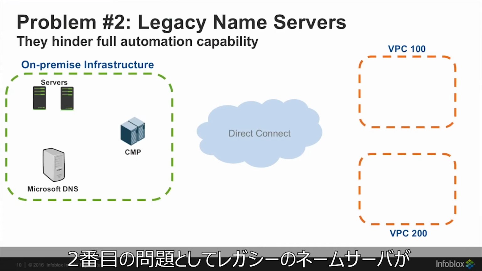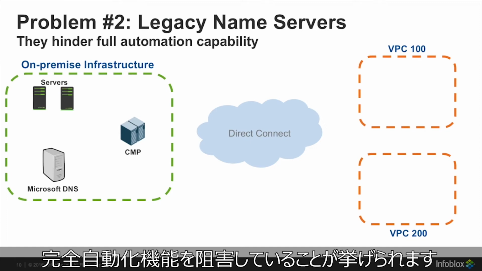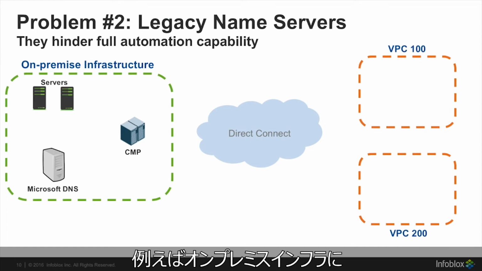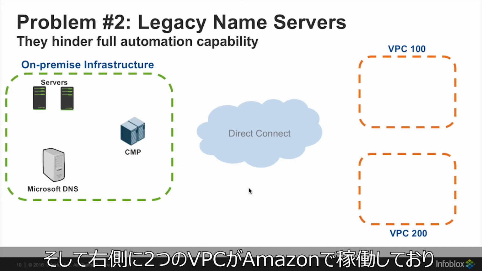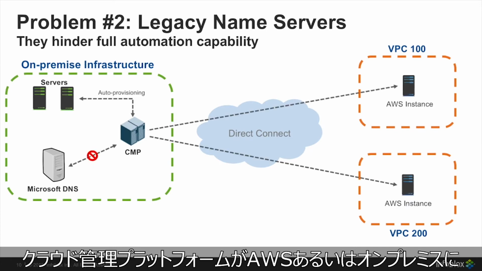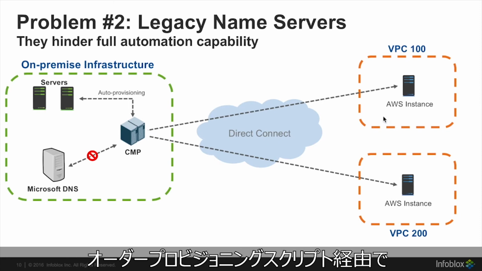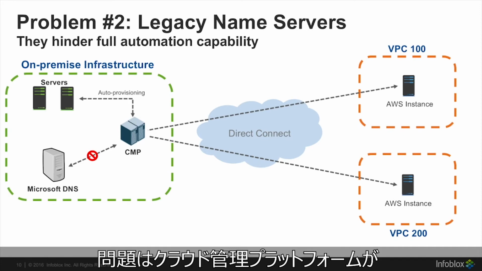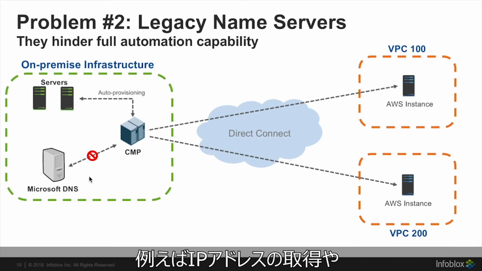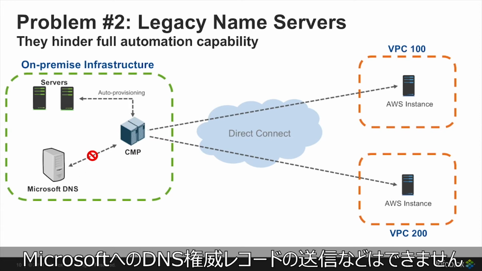The second problem that we see is around legacy name servers hindering full automation capability. And what this means is this. Let's say we have some on-premise infrastructure with some server clients, a Microsoft DNS, and a cloud management platform. On the right, we have 2 VPCs running in Amazon, and the cloud management platform wants to provision some instances, either in AWS or on-premise via some auto-provisioning scripts. The issue, however, is that the cloud management platform can't talk nicely to Microsoft DNS, for example, to get IP addressing, or even to insert DNS authority records in Microsoft.